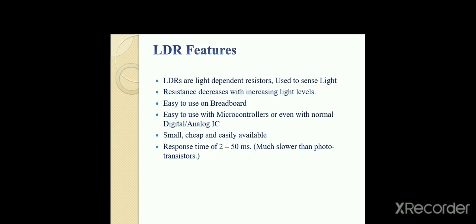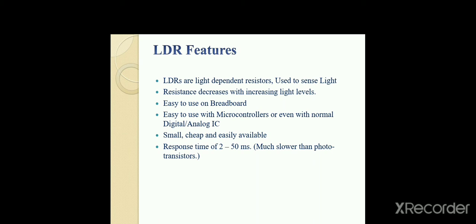Now let's see what the features of this amazing component are. They are used to sense light because they sense the light falling on their surface, the resistive tracks, and they are light dependent. So obviously they are used to sense light. Resistance and light are inversely proportional to each other. That is, an increase in light will decrease the resistance, and a decrease in light will increase the resistance.